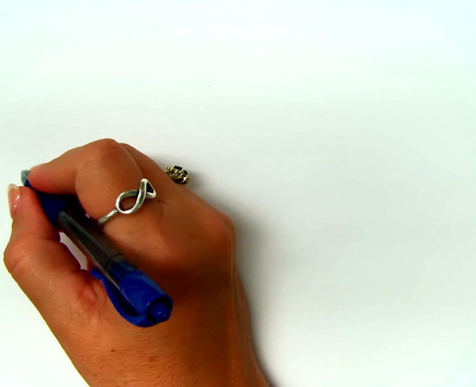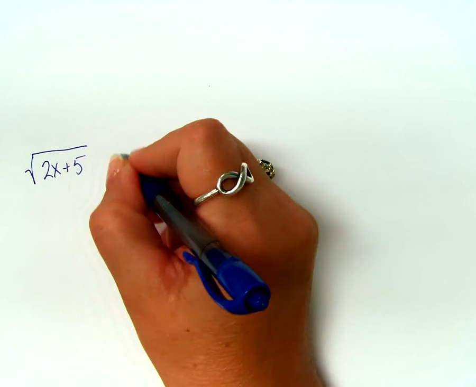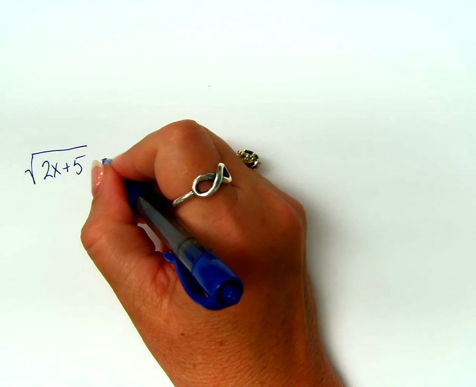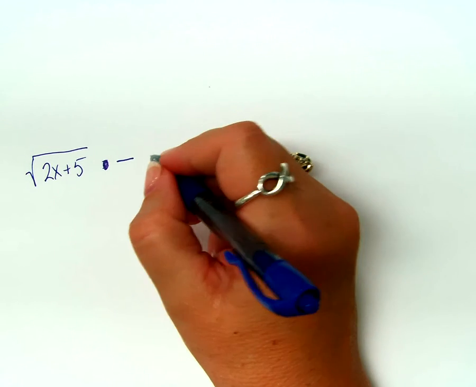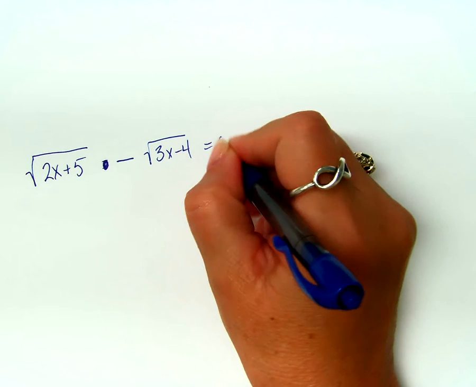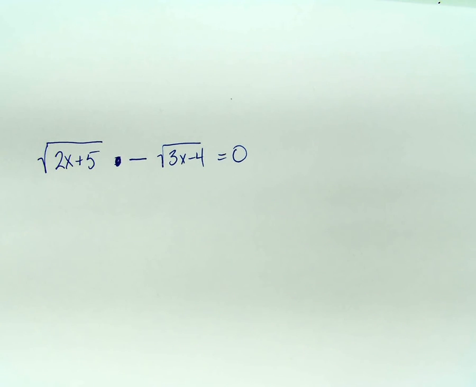Okay? So what happens if it's something like this? Oops. Pretend that's not there. And it's crooked. There. So the square root of 2x plus 5 minus the square root of 3x minus 4.